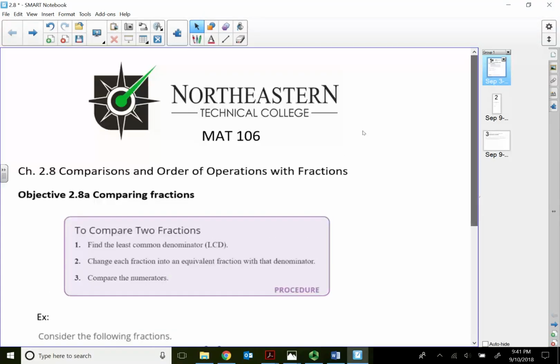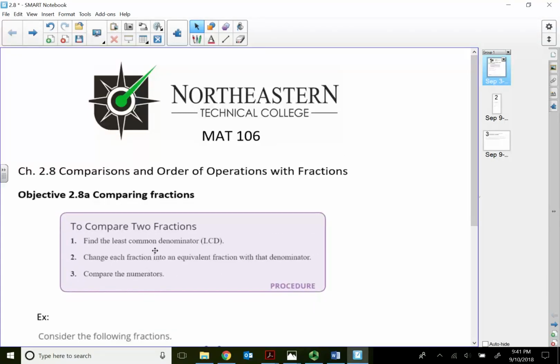So the more proper way to compare fractions, if you cannot tell which is larger and which is smaller, is to find the least common denominator between the fractions you're comparing, change each fraction into an equivalent fraction with that new denominator, and then compare the numerators. So use this technique if you cannot tell which fraction is larger than the other.